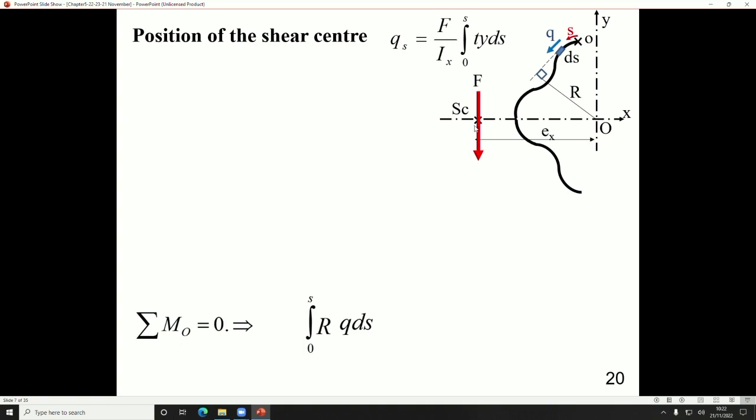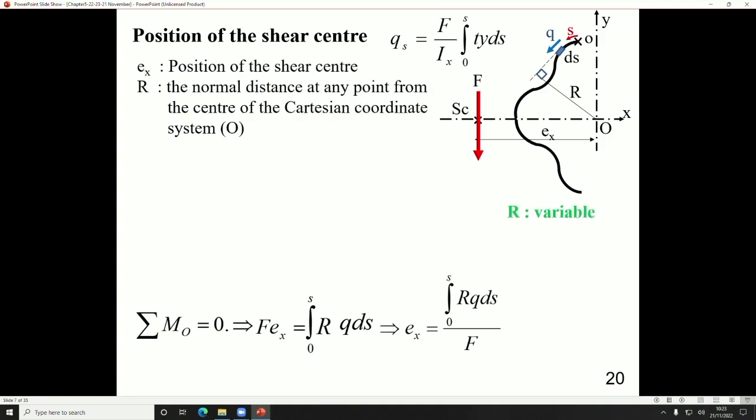F multiplied by Ex is the external moment. So in order for the structure to stay in equilibrium, these two must be equal. F times Ex is the external moment, and this is the resisting moment, where R is a variable, R is not a constant. If you're analyzing a circle, obviously, R is constant. But for all the sections except the circular ones, R is a variable. So from this equation, we can find the position of the shear center, which is Ex. R is variable. R is the position.